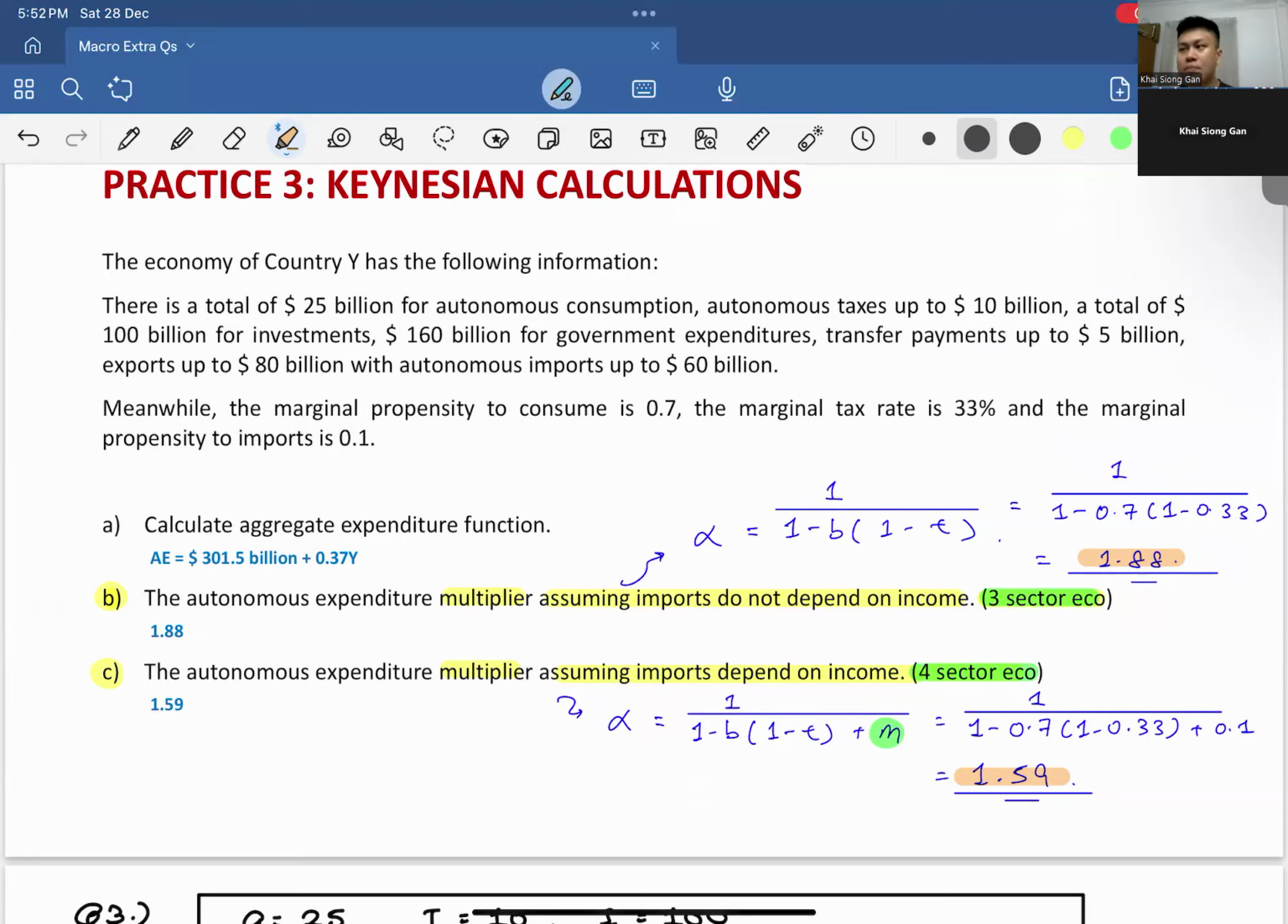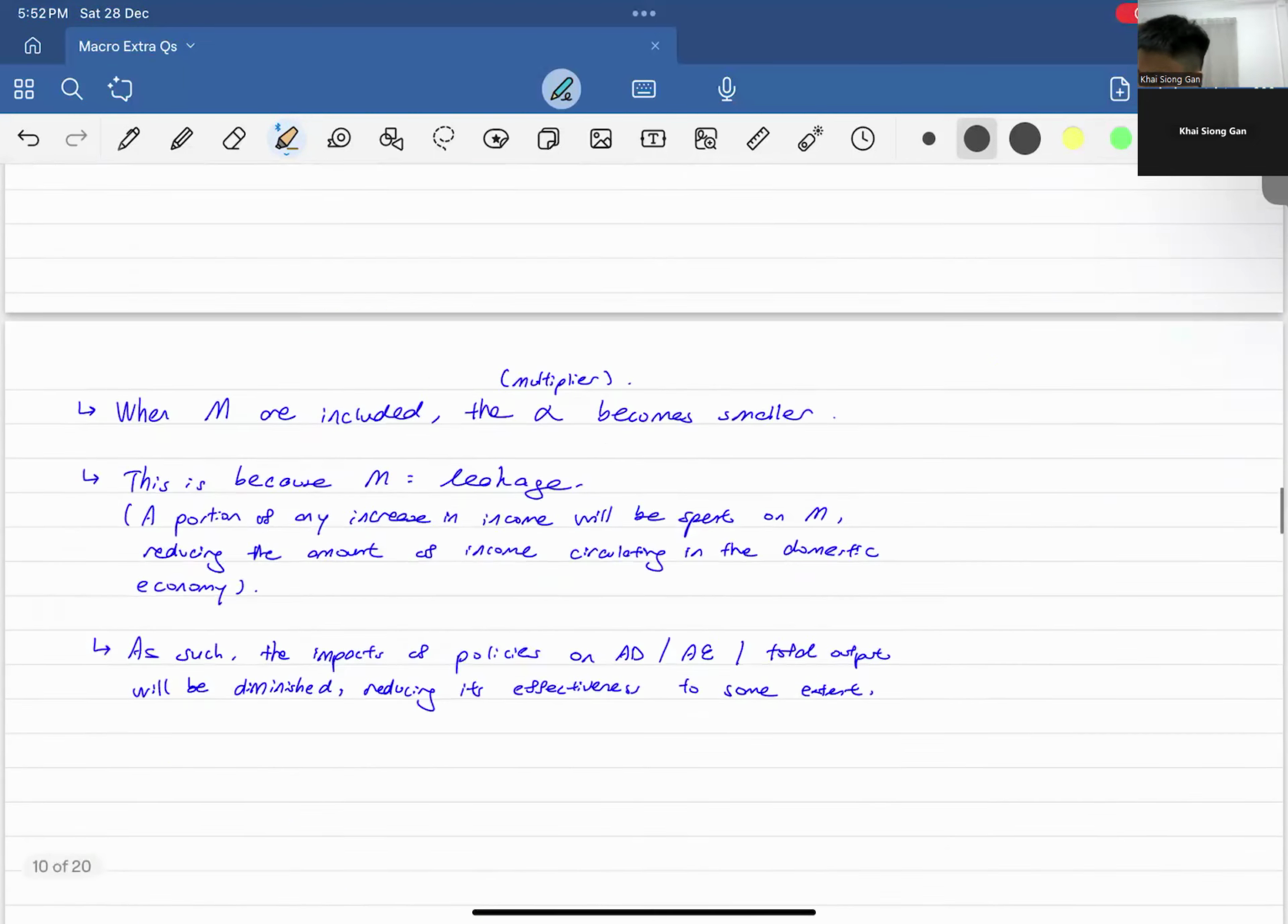When the government implements expansionary fiscal policy or expansionary monetary policy, a certain amount of the money will be spent on imports, which is a leakage. So that will diminish the effectiveness of the policy itself. Therefore, I can put some wordings over here.